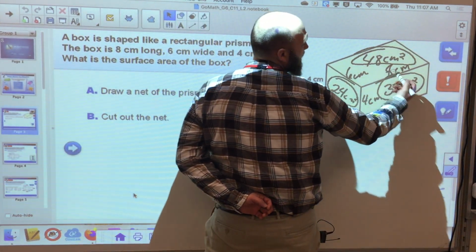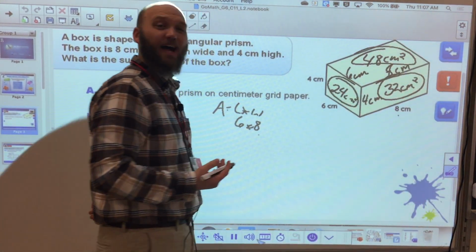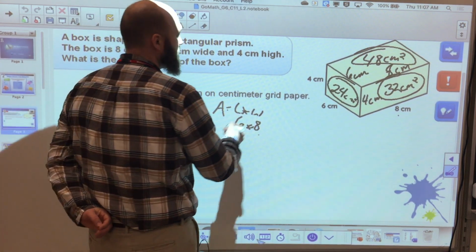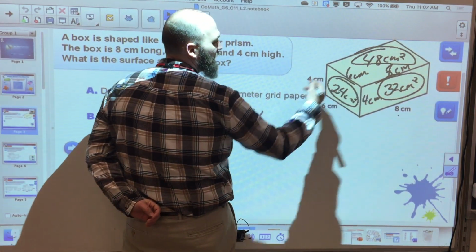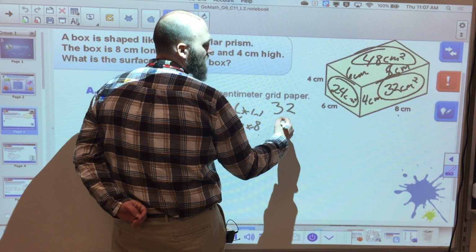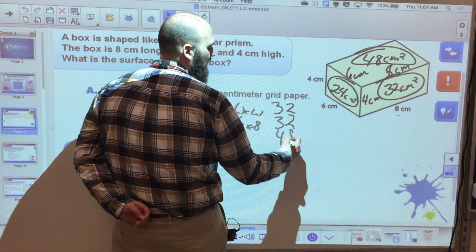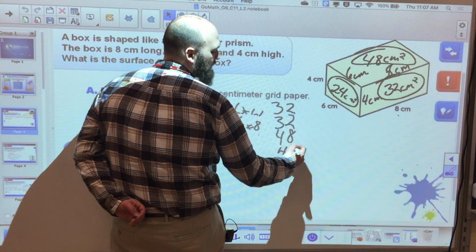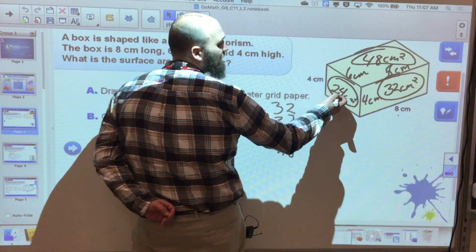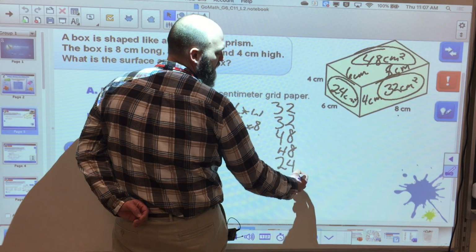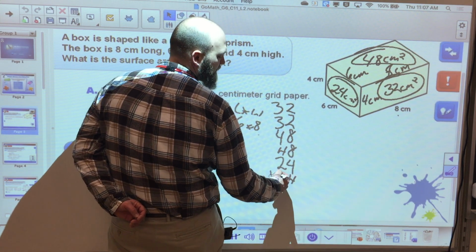Because hidden back here are the other 3 sides, and they're identical to the first 3. So if I know that my front is 32, my back is 32. If I know my top is 48, my bottom is 48. If I know my left is 24, my right is 24.